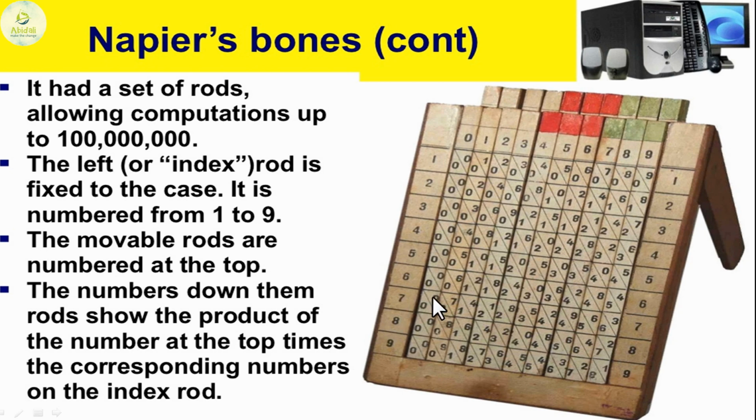Now the 7 table. 7 zeros are 0. 7 ones are 7. Okay, 7 twos are 14, like this, 1 and 4, 14, then 21, 28. So these are depicting the values. Now when you want the square root of some number, 7 sevens are 49. You have the square root of the number, and the cube root of a number you can also find by using this Napier's bone.